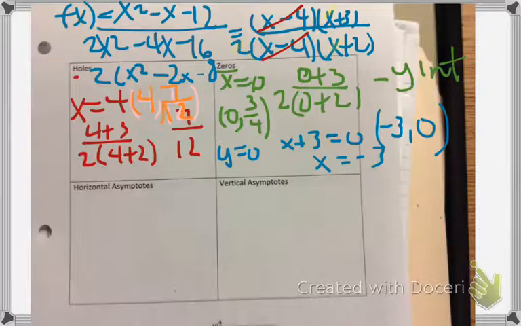Wait, so what's negative 3, 0? That is the x-intercept. Do we just do that one? How come we don't do the y equal? The y-intercept is this one. Hold on. This is the y-intercept. And this one is the x-intercept.